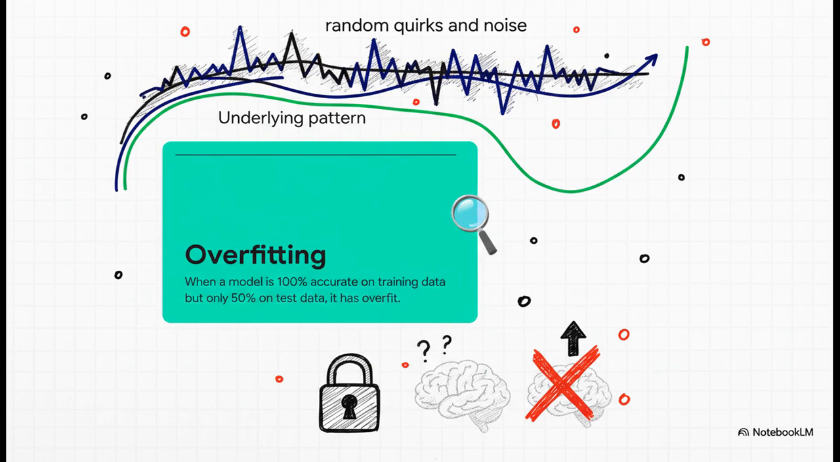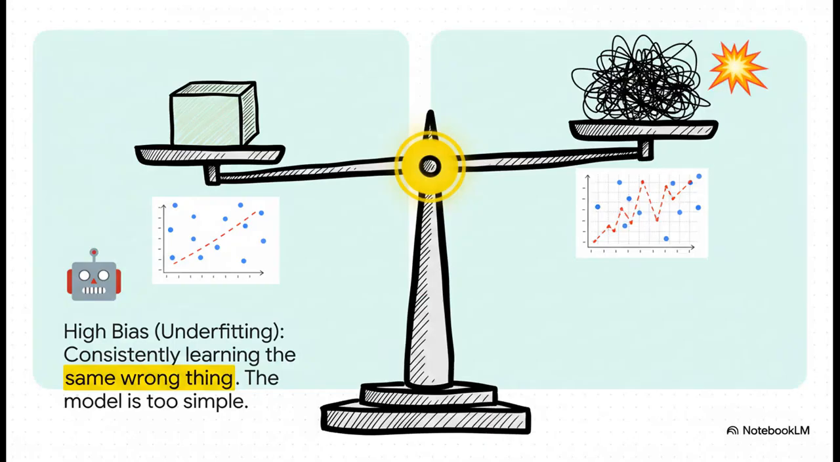This is what happens when your model doesn't just learn the material for the test, it memorizes every single little detail about the practice questions, including like the typos and the random coffee stains on the page. It completely fails to grasp the real underlying pattern. So this whole thing is a constant balancing act.